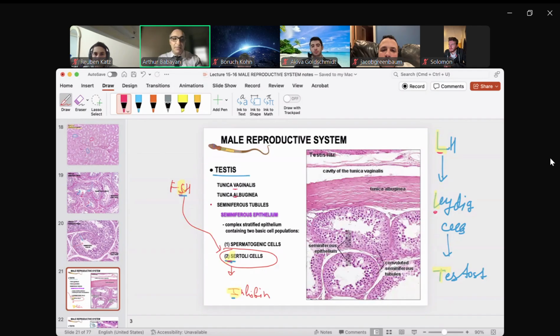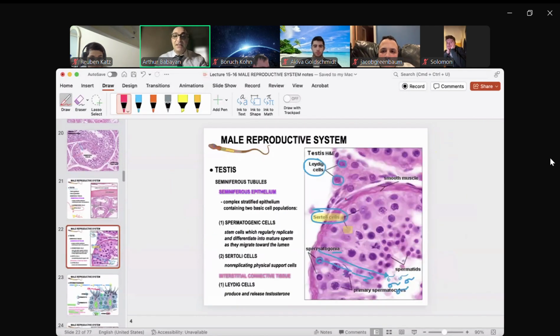For example, FSH stimulates Sertoli cells to release inhibin, which controls production of sperm, and LH stimulates Leydig cells to produce testosterone. That is related to this. Here, for example, are the Leydig cells, here are the Sertoli cells, and this is the process: spermatogonium, primary spermatocyte, secondary spermatocyte, spermatids, and spermatozoa.